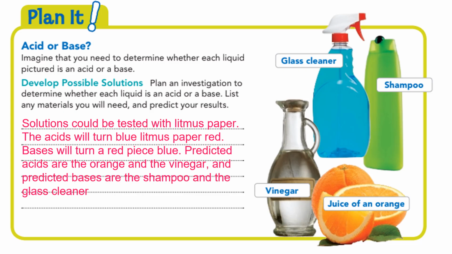So solutions could be tested with litmus paper. The acids will turn blue litmus paper red. Bases will turn a red piece blue. Predicted acids are the orange and the vinegar, and predicted bases are the shampoo and the glass cleaner.